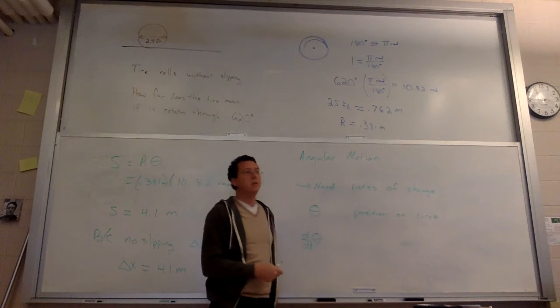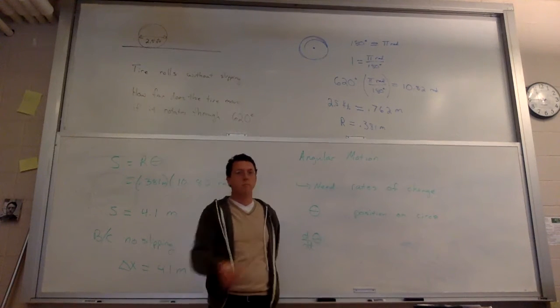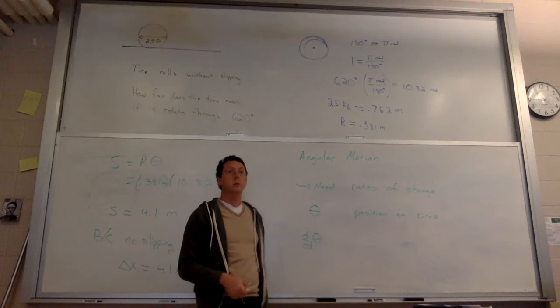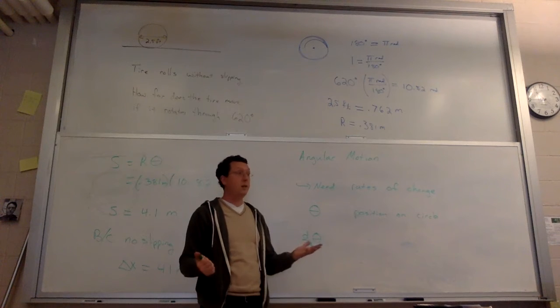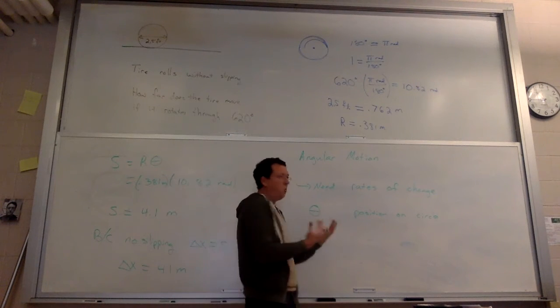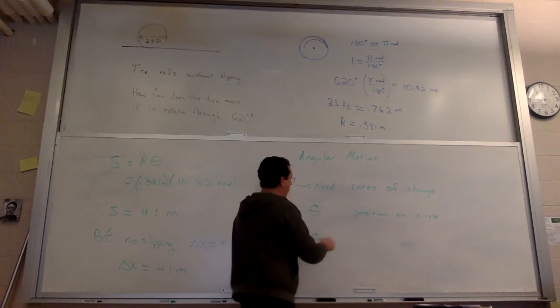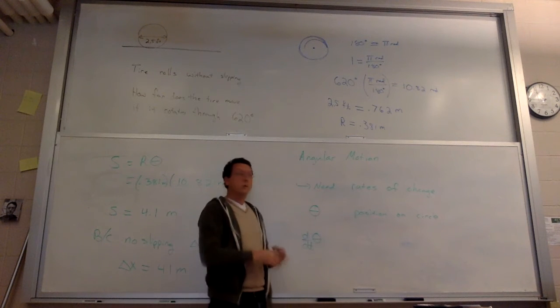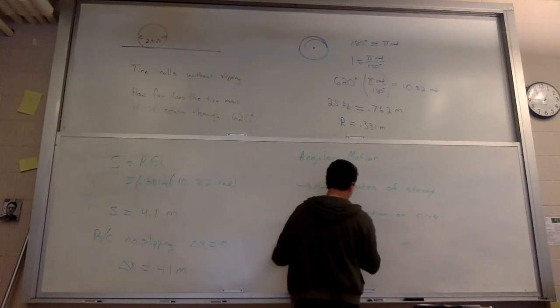What do we call the rate of change of position? Just normal motion in this room. Translational. Velocity, right? Rate of change of position is velocity. But now it's not just any motion, it's on a circle. And it's an angle. So we're going to call this angular velocity.